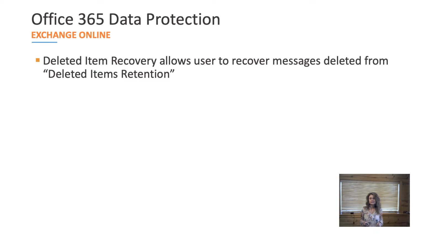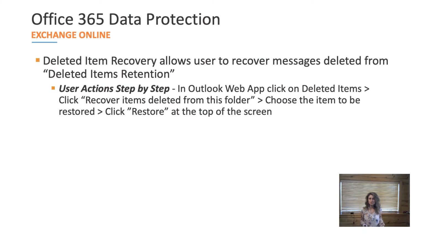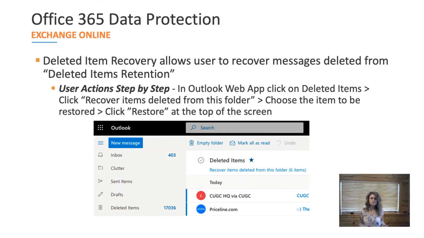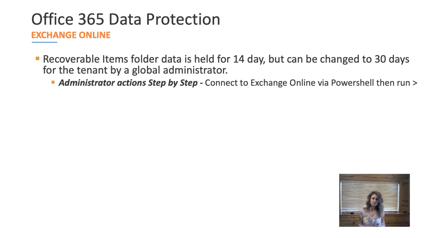There's also a deleted item recovery section, and this is also found right in Outlook, so you can empower your users. Essentially, from Outlook Web App, if you click on the deleted items and you go to recover deleted items from this folder, you can choose essentially the item you want to recover. So what I have here in my image is that I'm showing you my deleted item recovery, and I have a couple messages in there that I could click restore on and recover if I wanted. So both of those options were very user specific.